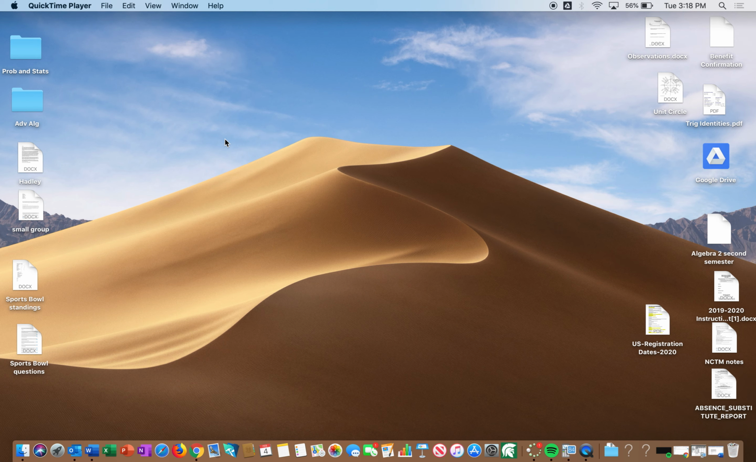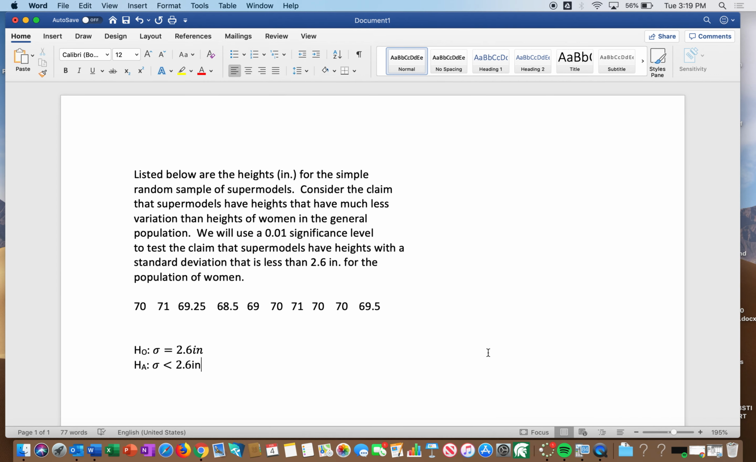To help you use technology on section 8.5, testing a claim about a standard deviation or variance, mainly standard deviation, I just want to show you the technology we're going to use to do that tomorrow. We're going to do it with one problem, this problem right here.